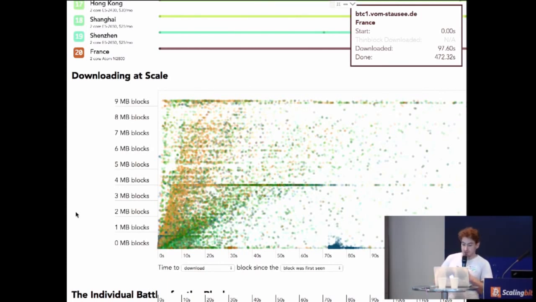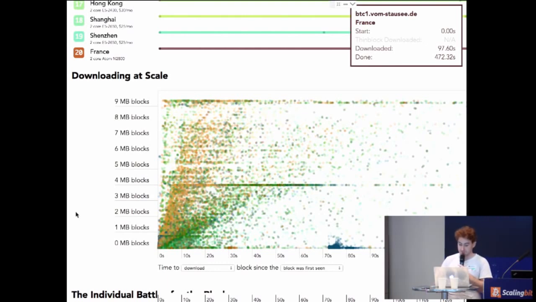You can also see that there are different groups. You've got the orange stuff with a steeper slope, and you've got the green stuff with a shallower slope. So that's an indication of the distance mostly from the mining node, in this case London. So the orange is mostly Europe and North America, and green is mostly Asia, including China. You also see a lot of scattered off dark green stuff in the various areas.